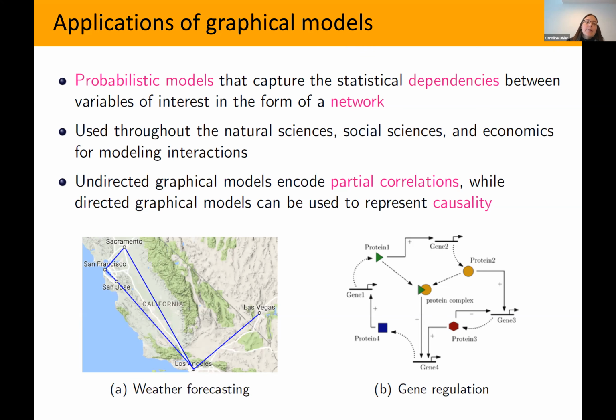And so these models are used throughout many different applied areas, throughout the natural sciences, social sciences, economics, etc., to model interactions. And these graphs or networks, and I'm going to use these names or words interchangeably, they can be directed or undirected. They can have latent variables in them. They can be fully observed. So this really depends on the particular application that you're working on.